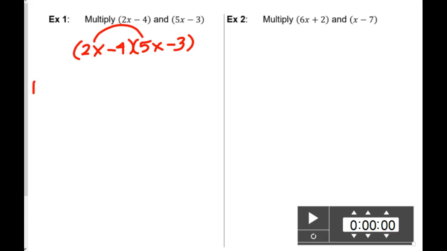So that first term, write it all the way to the left because we're going to need room here. 10x squared. Now, second one. Start at the same place. Go to the last one. 2x times negative 3. So 2 times negative 3, negative 6. And then there's an x on that first one, right? Stay with me. So 2x times negative 3 is negative 6x.